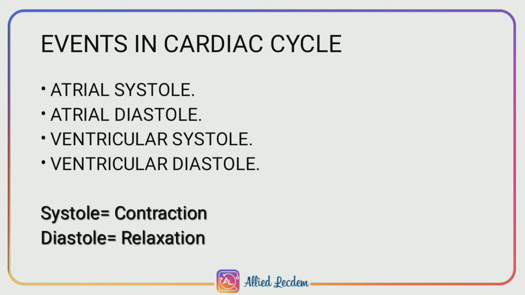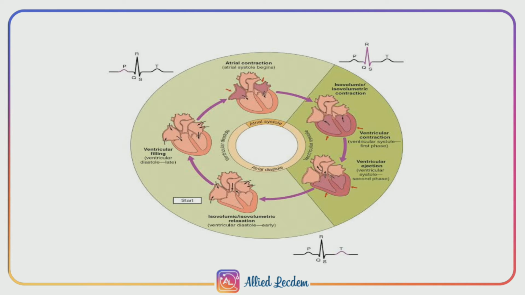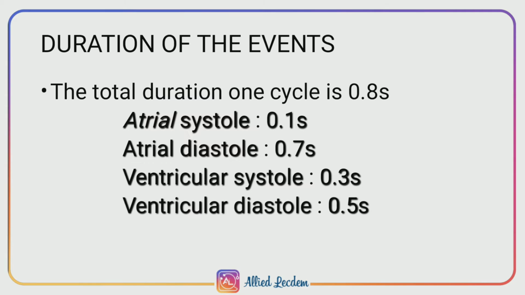Events in the cardiac cycle. So it includes the atrial systole and the atrial diastole, along with the ventricular systole and the ventricular diastole. So we are going to begin the cardiac cycle with atrial contraction, followed by ventricular contraction, and followed by ventricular filling, that is ventricular diastole.